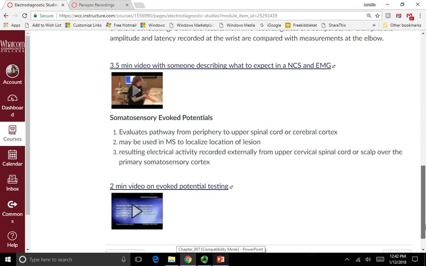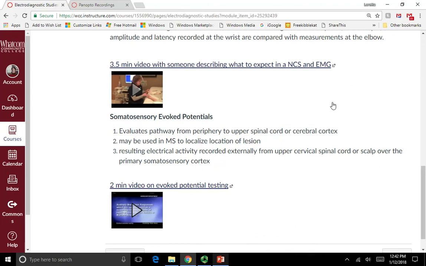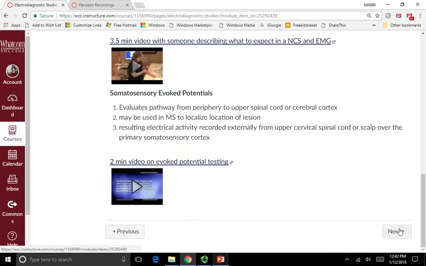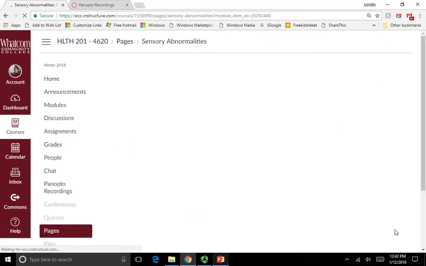So there are some videos. One of them is from a neurology office describing what to expect with a nerve conduction study and electromyogram, which is really kind of nice. The patient gets an idea of what to expect. Somatosensory evoked potentials are sometimes used with someone with MS to localize a lesion, one of the sclerotic plaques that characterizes the disease. There's a little video on evoked potential testing in the module as well.